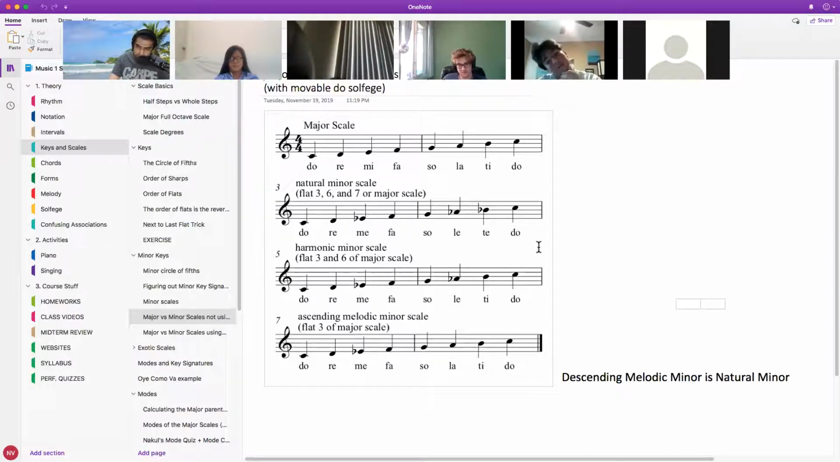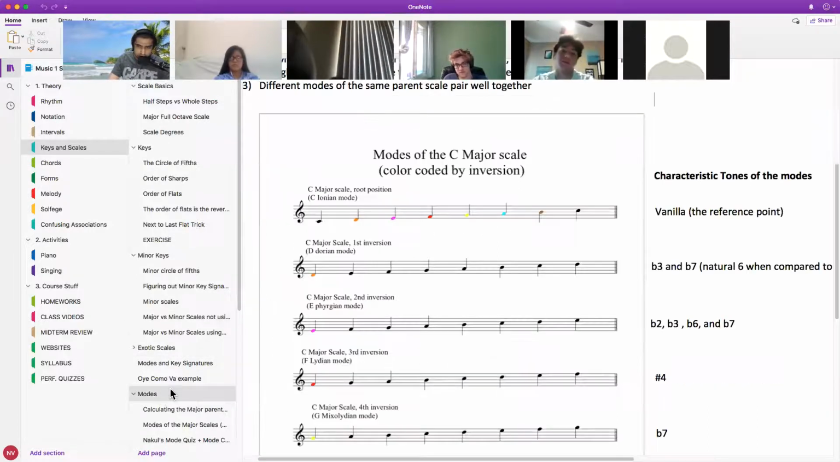Melodic minor. Ascending melodic minor. Exactly. So similarly, modes, if you think of them as their own scales, which there's really no reason you can't, they have their own characteristic tones. And Dorian mode is actually a new kind of minor that we haven't talked about.